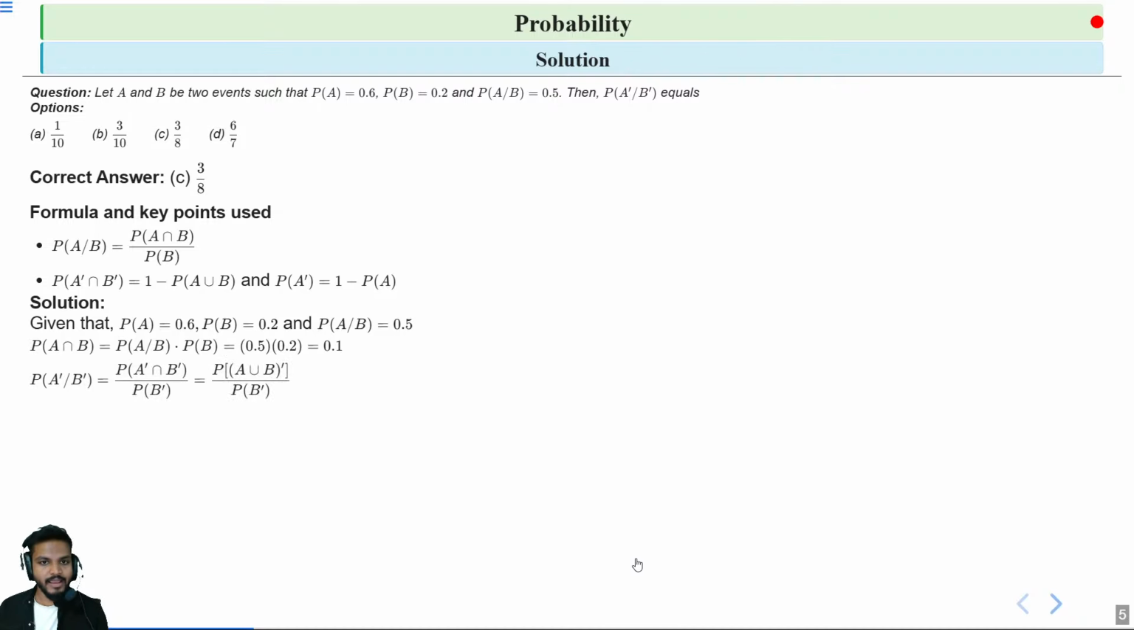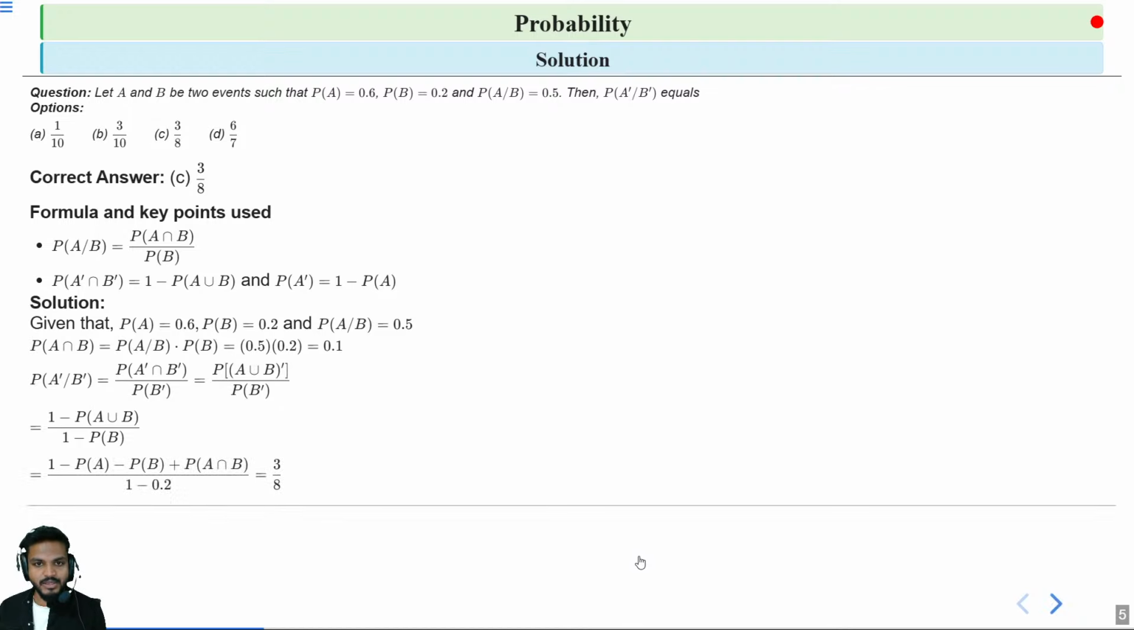So probability of A complement given B complement. Just apply the formula of conditional probability. So from here we get probability of A complement intersection B complement divided by probability of B complement, and we can write the numerator part as probability of A union B whole complement, divided by probability of B complement. From here we get 1 minus probability of A union B by 1 minus probability of B.